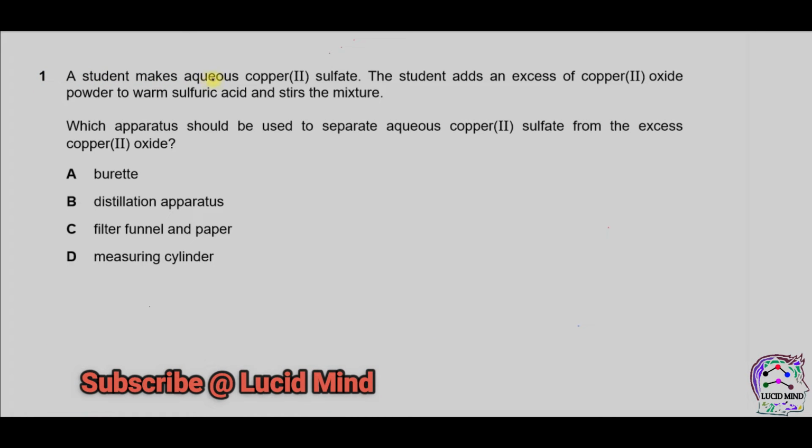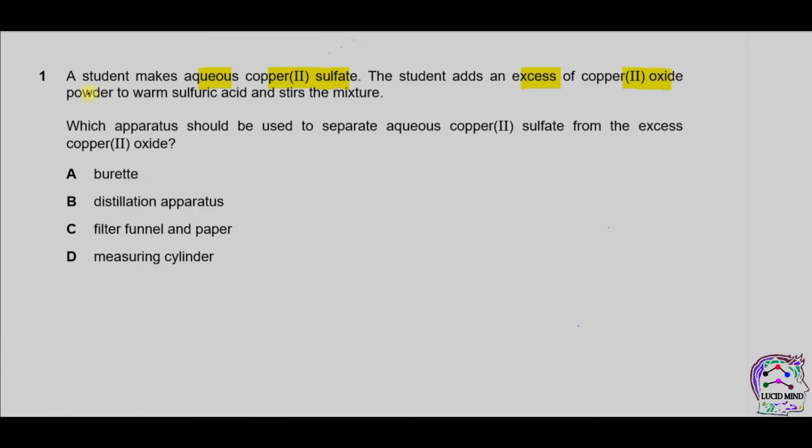Question 1. A student makes aqueous copper 2 sulfate. The student adds an excess of copper 2 oxide powder to warm sulfuric acid and stirs the mixture. Which apparatus should be used to separate aqueous copper 2 sulfate from the excess copper 2 oxide?